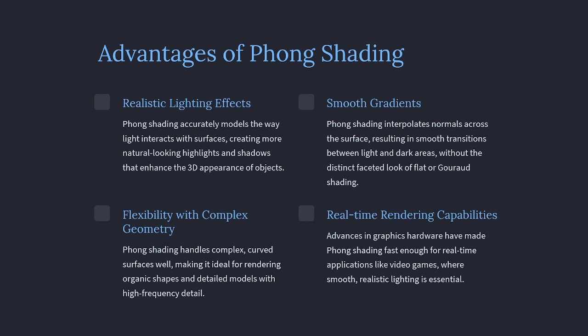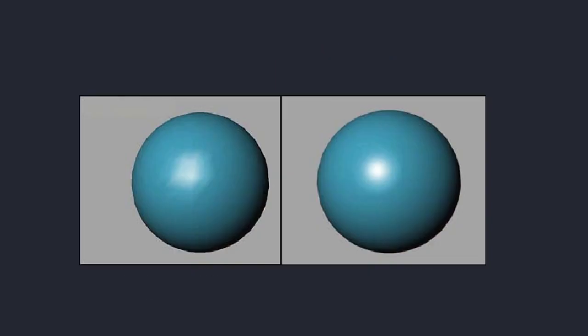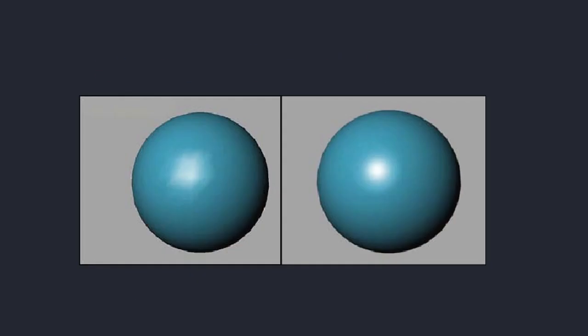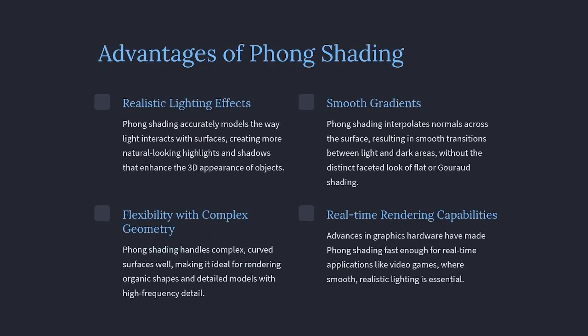So these are the advantages of Phong shading. Phong shading is more realistic and it can create more accurate reflections, as we saw in this image. It can clearly form better reflections and better appearance. The second advantage of Phong shading is a smooth gradient. Phong shading interpolates normals across the surface, resulting in smooth transitions between light and dark areas. It can handle more abrupt changes. It can give a better appearance as compared to Gouraud shading.